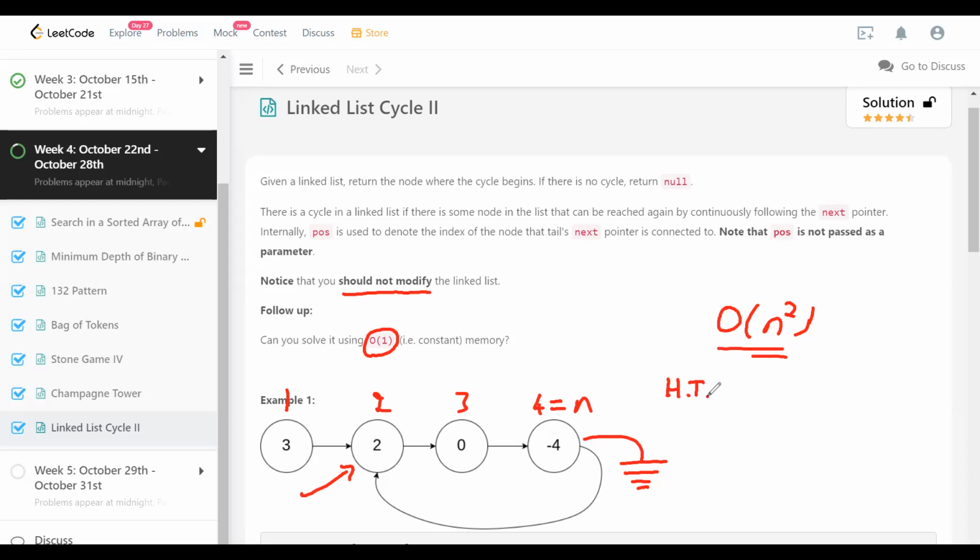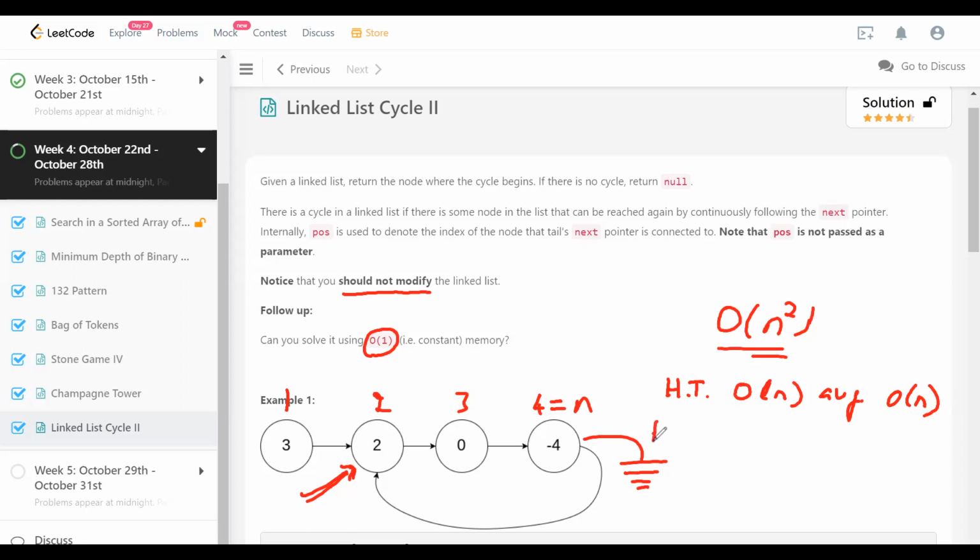The hash table idea is that as you keep visiting nodes, you keep them stored in the hash table, and whenever you visit a node, you see whether it is already available in the hash table. If it is there, that means we are visiting the same node a second time, and that has to be the first such node, and that's going to be the starting node of the cycle. The time it takes is going to be big O of n on an average case, because it's a hash table, and it takes big O of n extra space, right?